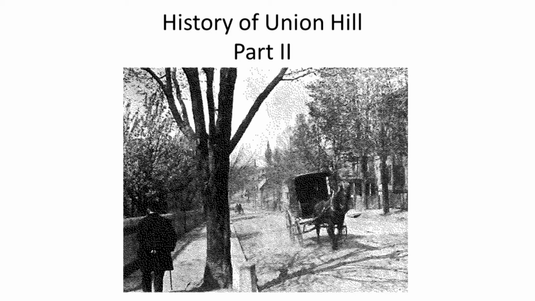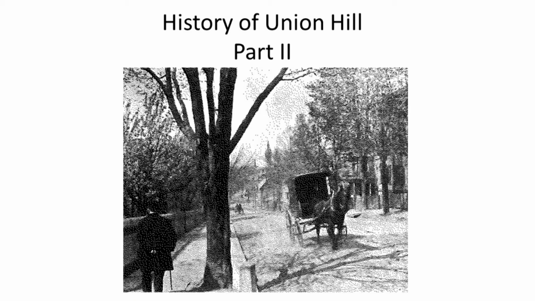This is the history of Union Hill. This is part 2 of it. I actually did the original talk back in 2013 in 2 different parts. And this shot is on Providence Street looking north, or downhill. And you can see one of the towers of the original train station in the background of the picture. And of course, in the 1870s, the primary form of transportation was the horse and wagon.